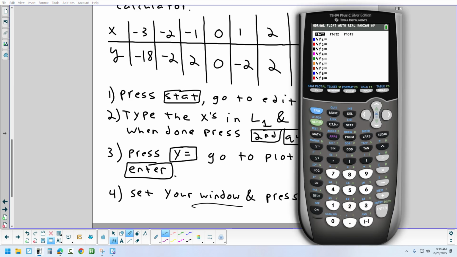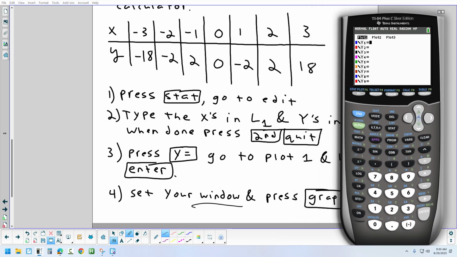Let's press window. What was the smallest X value that we typed in with all those points? Yeah, -3. So let's do -5. Go a little past it. What was the biggest x value we typed in? Yeah, that's 3. All right, I'm going to do 5.